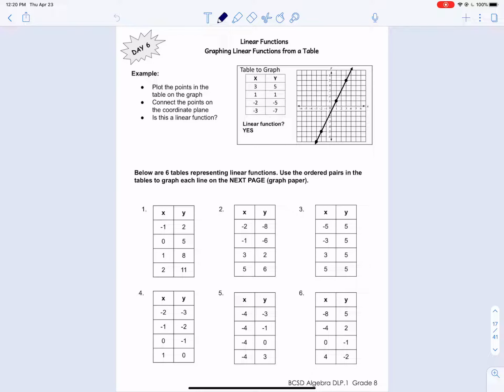Okay, so this is the algebra packet. This will be for the second week, or days 6 through 10. Just like with the first week, I'm going to do it all 5 days in one video because I'm not going to take time to do every single problem, because I know that you can do this.